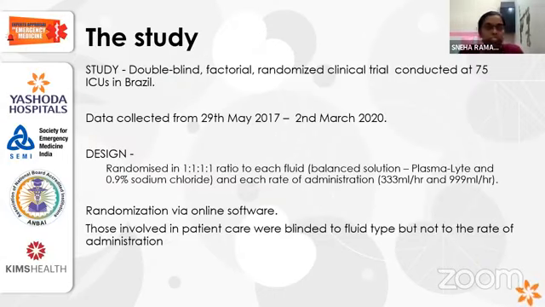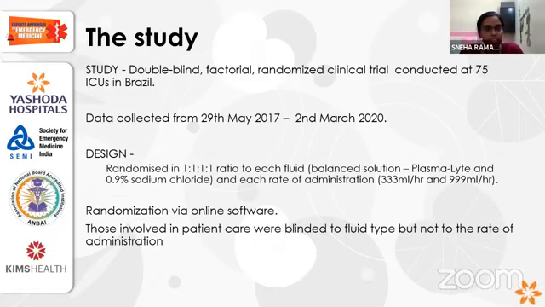The study is a double-blinded, factorial randomized clinical trial that was conducted in 75 ICUs in Brazil. The data was collected from 29th May 2017 to 2nd March 2020, and the study was published in the Journal of the American Medical Association in 2021.